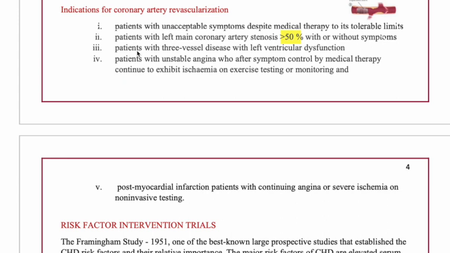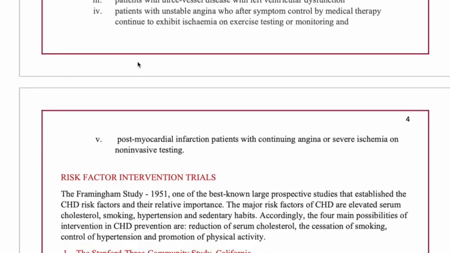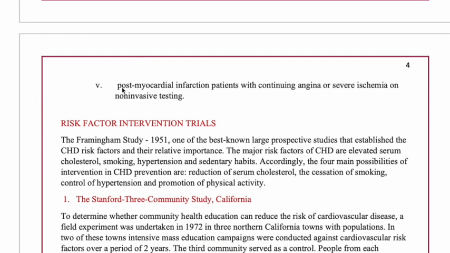Third is patients with 3 vessel disease with left ventricular dysfunction. Fourth one is patient with unstable angina and under medical therapy, and still they continue to exhibit ischemia on exercise testing or monitoring. And the fifth one is post myocardial infarction patients with continuing angina or severe ischemia on non-invasive testing.